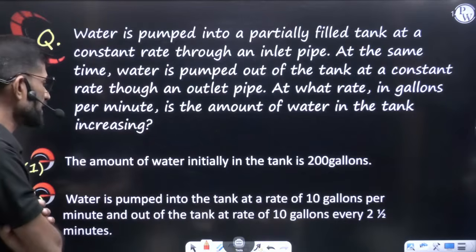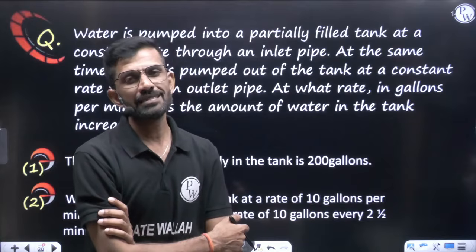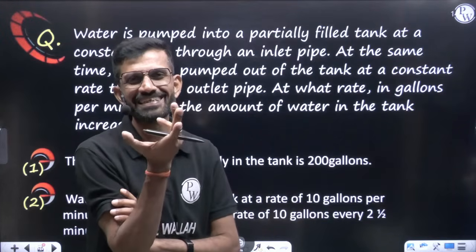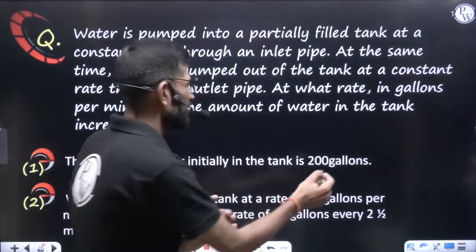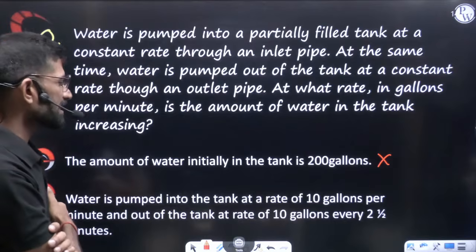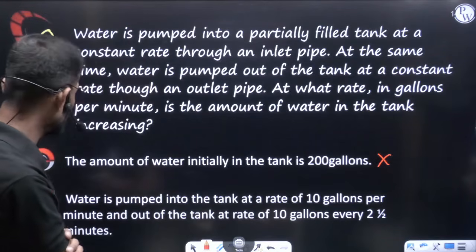The first statement they gave: the amount of water initially in the tank was 200 gallons. Initially it was 200 gallons. With that, how can we say how much it is increasing? We don't know. So first alone is not sufficient. Second one: water is pumped into the tank at the rate of 10 gallons per minute and out of the tank at the rate of 10 gallons every 2.5 minutes.